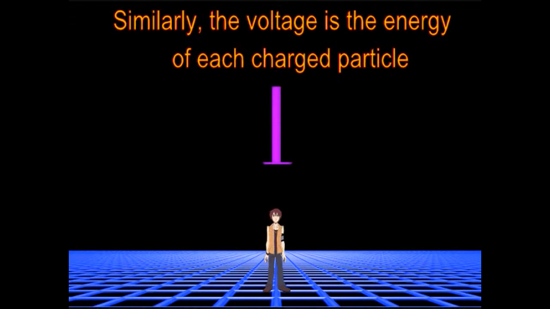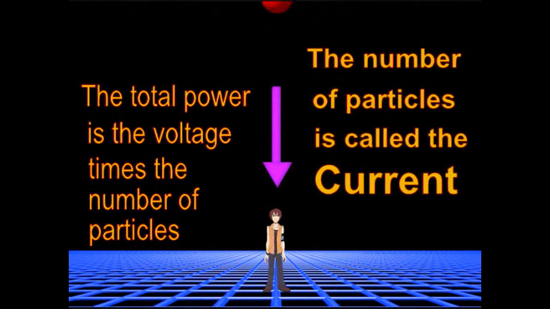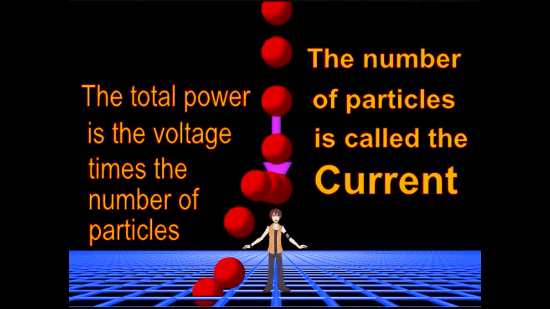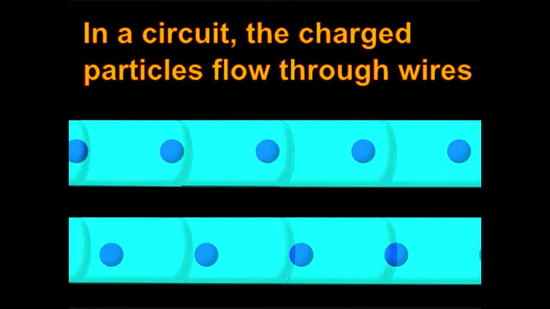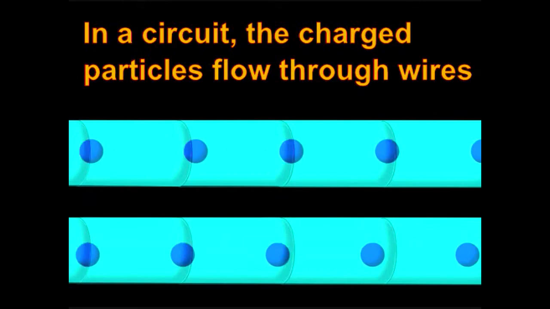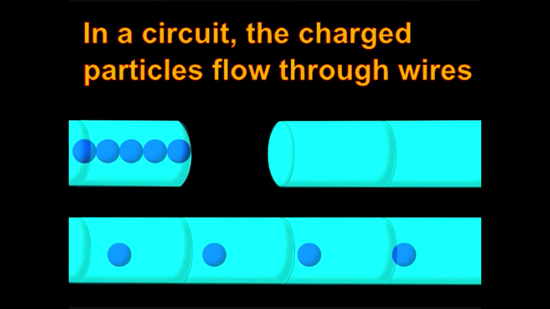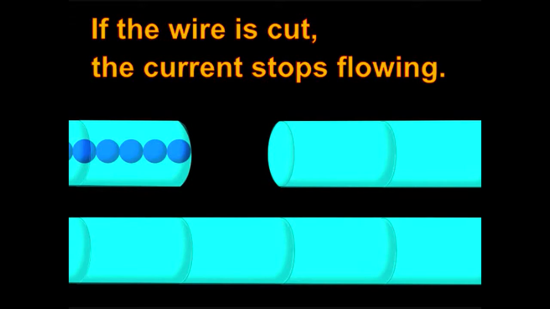Similarly, the voltage is the energy of each charged particle. The total power is the voltage times the number of particles. The number of particles is called the current. In a circuit, the charged particles flow through wires. If the wire is cut, the current stops flowing.